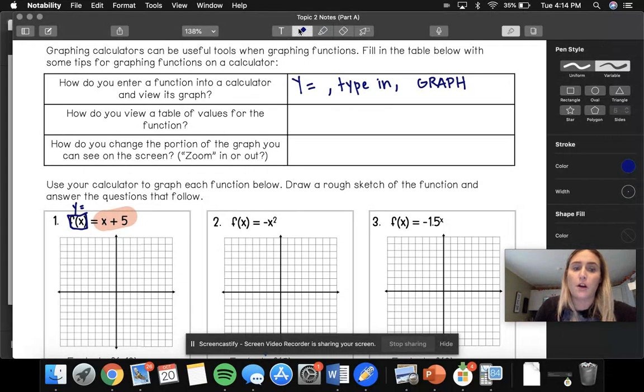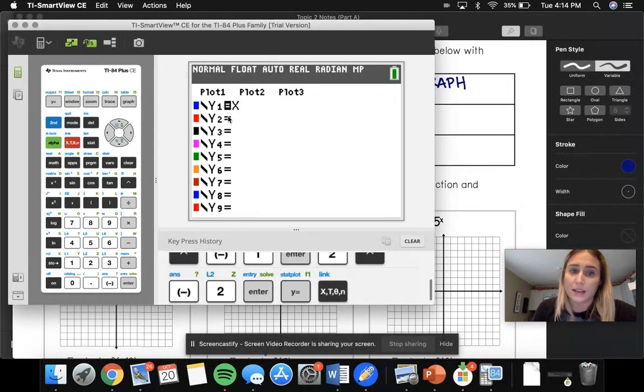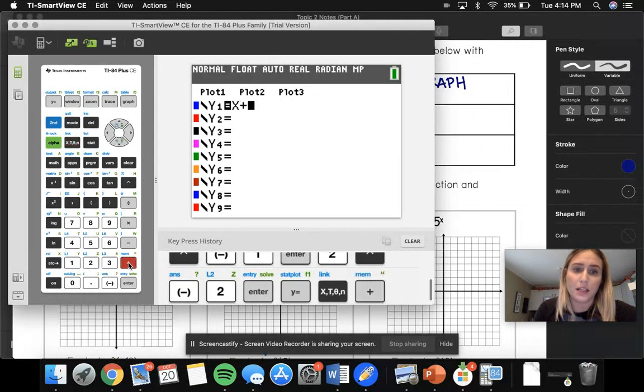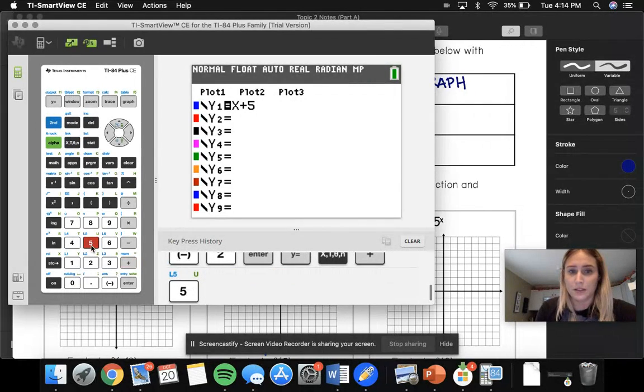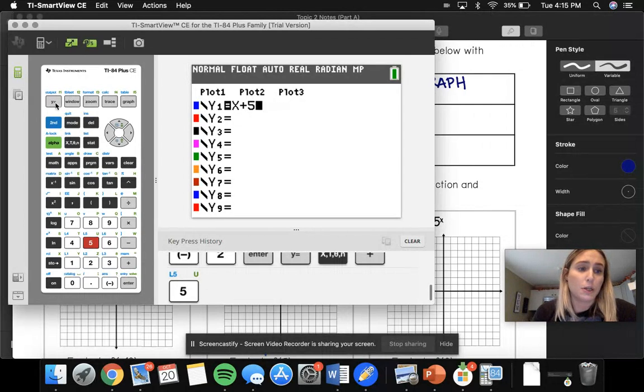First we need to figure out where the X is on our calculator, because our calculator does have an X button. And that button is right next to the alpha button. It's the X, it has a little T, it has a theta, okay? So when you type that in, you see X, and now we want to do plus 5. So this is what your calculator screen should look like. Now if we want to view the graph, we will go all the way right here, and we will hit graph.